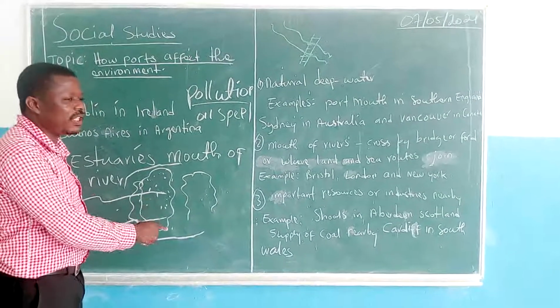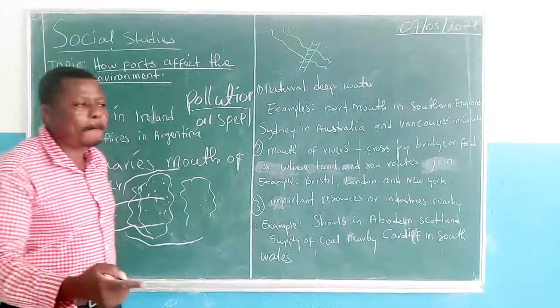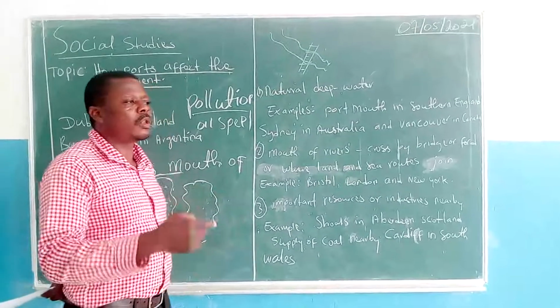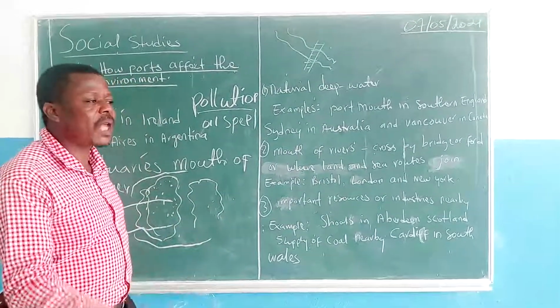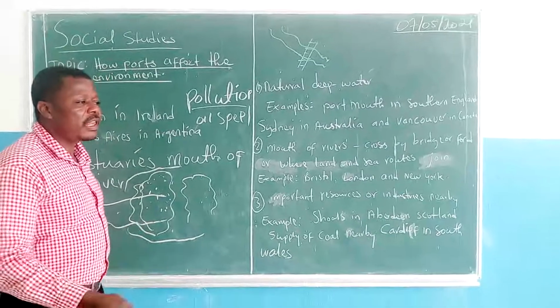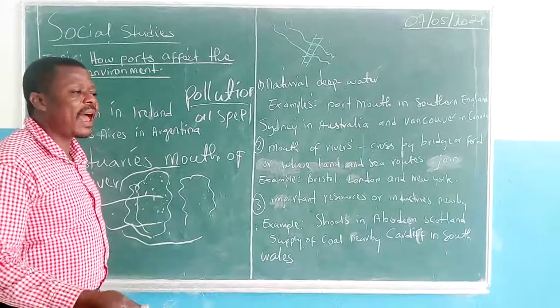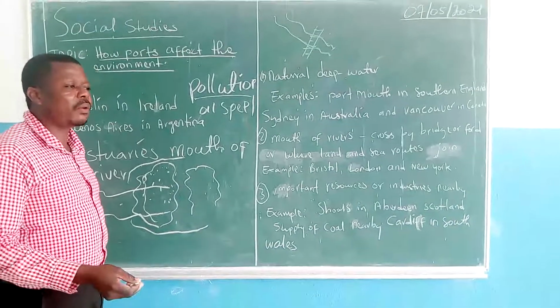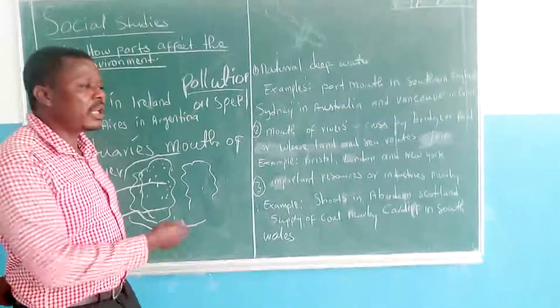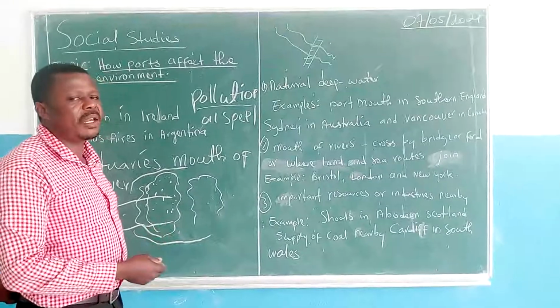So human activities, in trying to transform the coast to build ports where ships can anchor, indirectly destroy the natural plants, wildlife, and many other things that we found naturally at the estuaries where these ports are being developed.